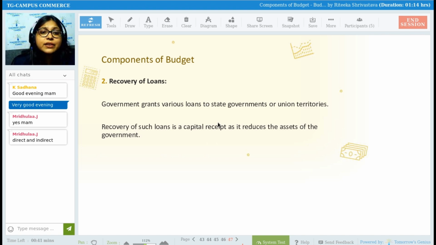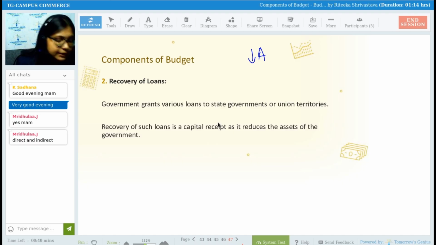for the government. Second is recovery of loans. Now recovery of loans means what? Say suppose government has given loan to somebody else. Now that's an asset for the government because government is going to receive interest on a monthly basis. But what if the person is repaying the entire sum amount of loan at one go to the government? Then in this case, the recovery of loans will reduce the asset of the government. So it is creating a reduction in the assets.